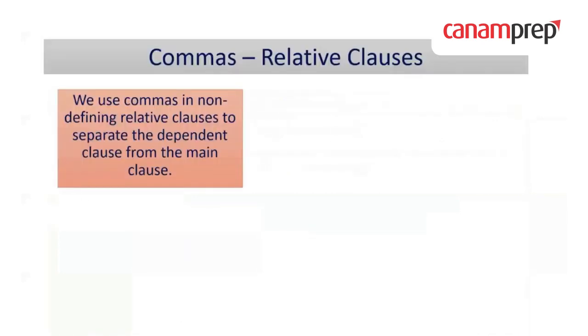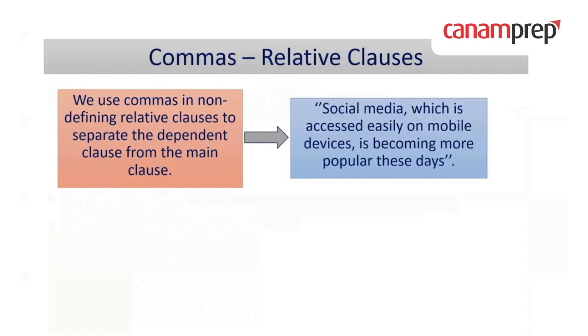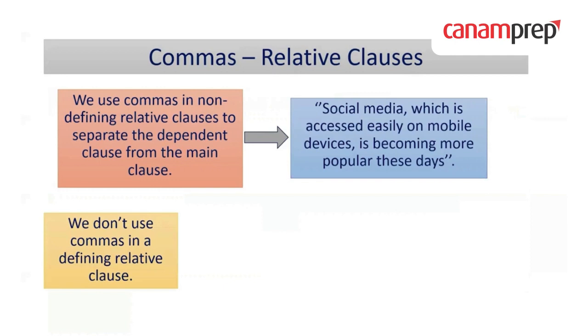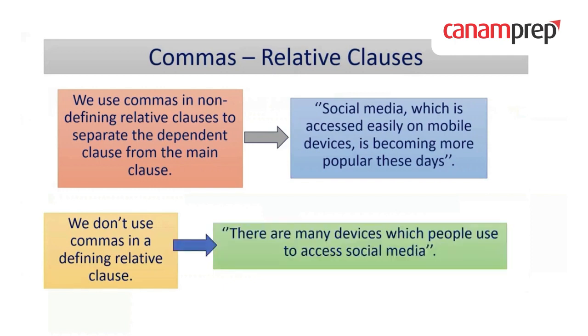In relative clauses, we use commas in a non-defining relative clause to separate the dependent clause from the main clause. So for example, social media, comma, which is accessed easily on mobile devices, comma, is becoming more popular these days. We don't use commas in a defining relative clause. So if we were to say there are many devices which people use to access social media, no punctuation in this case. It's only in that non-defining relative clause when you're adding that extra information in the dependent clause.